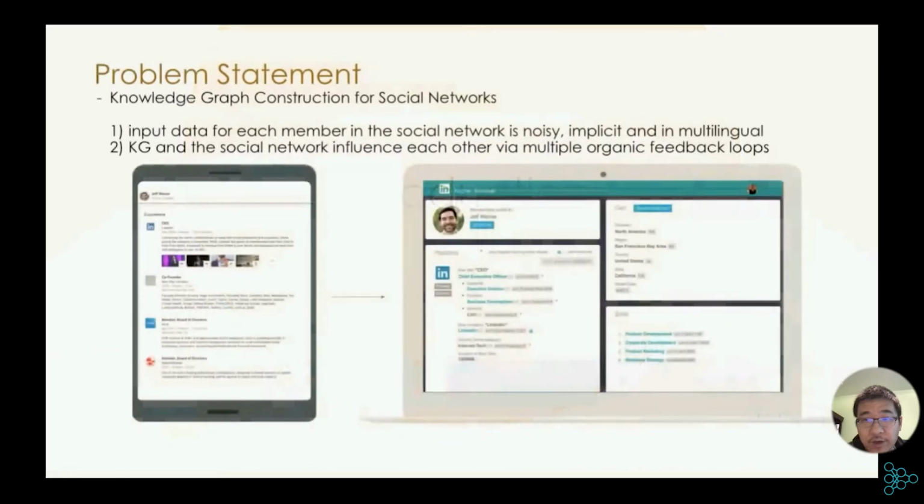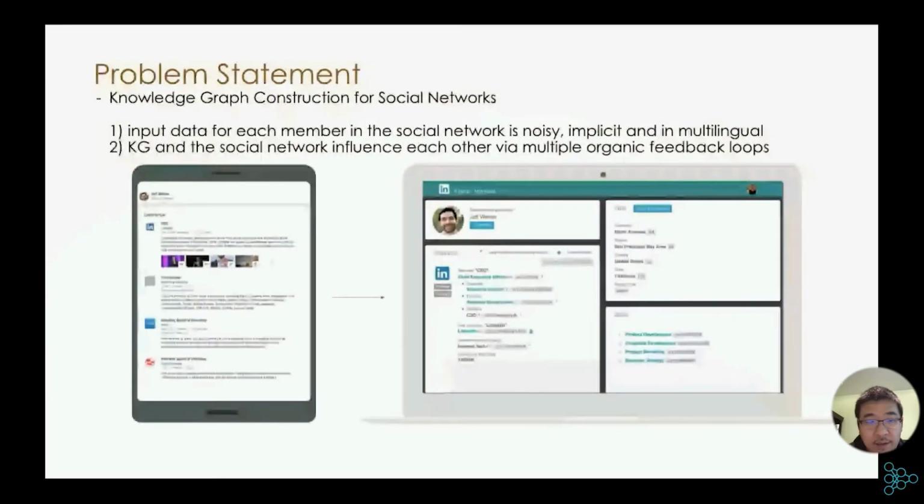A quick introduction. Although most components in the LinkedIn knowledge graph are the same as a general knowledge graph, there are some unique characteristics and challenges at LinkedIn. On the left side, our input is the member profile of our ex-CEO, and we also process the job posting, company page, news article, resume, and so on.